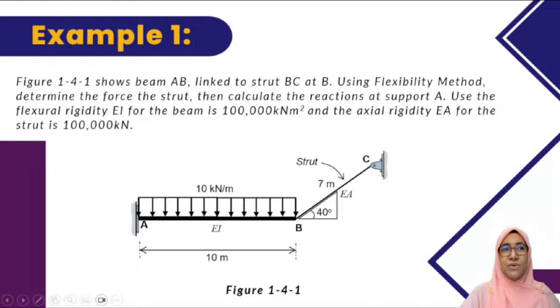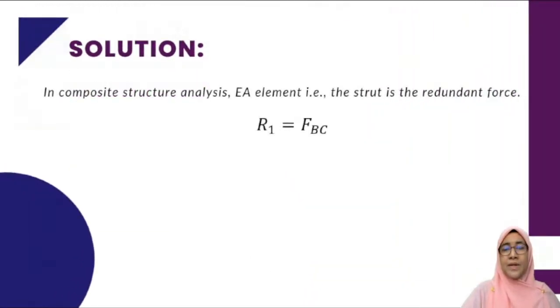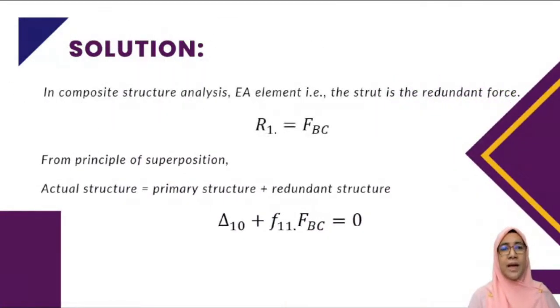Okay, so what we need to do is we have to understand that this is composite structure, and in composite structure, the primary structure is beam and the redundant is the EA member. Okay, so the redundant is force in member BC, so we name it as FBC. And from principle of superposition, we produce the compatibility equation. Remember that the compatibility equation is actually displacement.